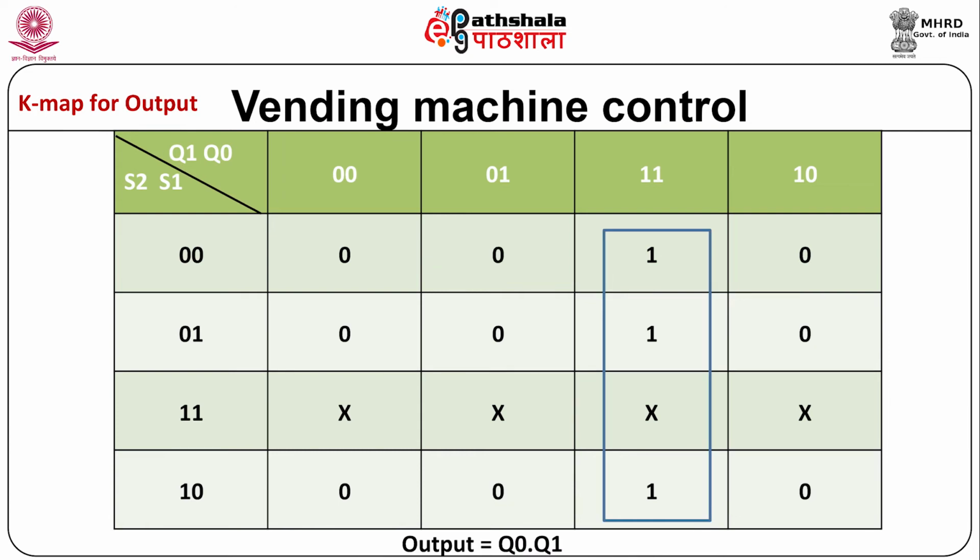Let us prepare a K map for the output of the FSM. After mapping the terms, we get 1 quad.